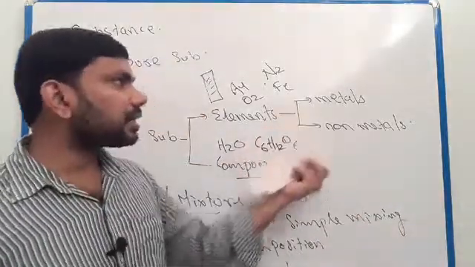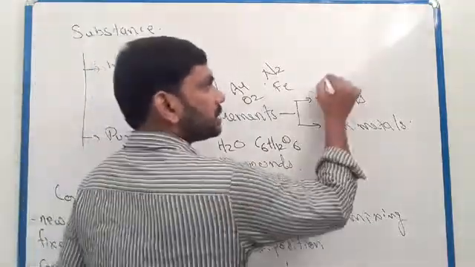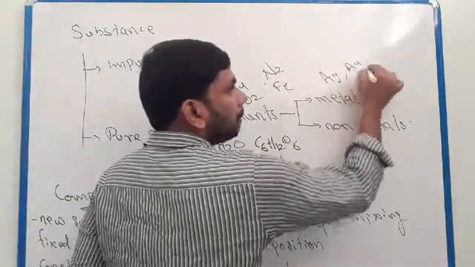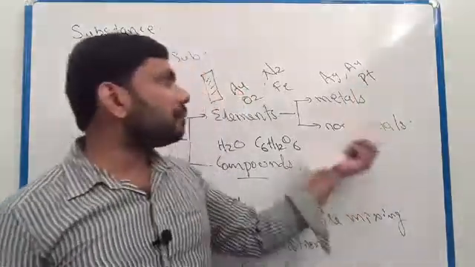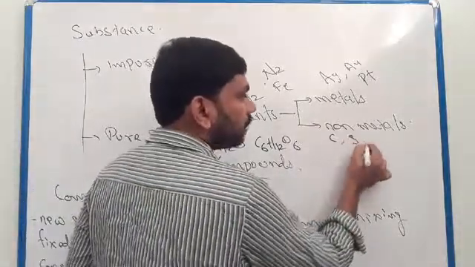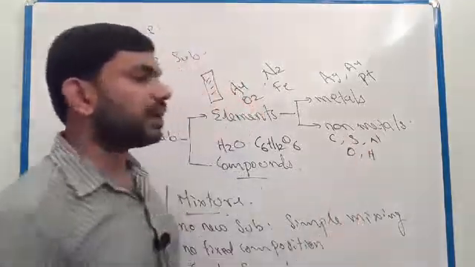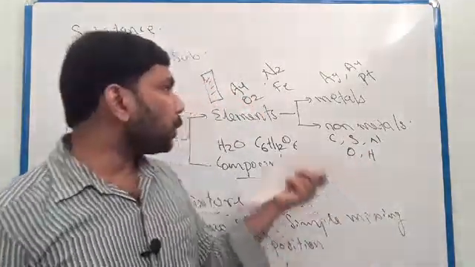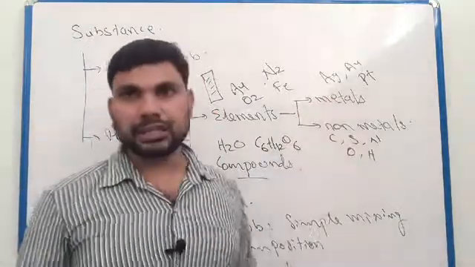Elements, again, we can classify as metals and non-metals. Metals: silver, gold, platinum, iron, copper. These are examples of metals. Non-metals: carbon, sulfur, nitrogen, oxygen, hydrogen. This type of elements are non-metals. So elements you can classify as metals and non-metals.